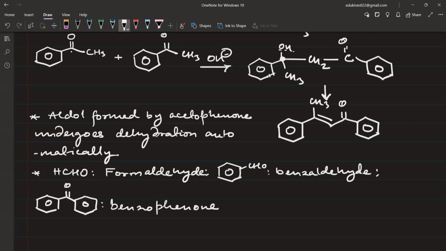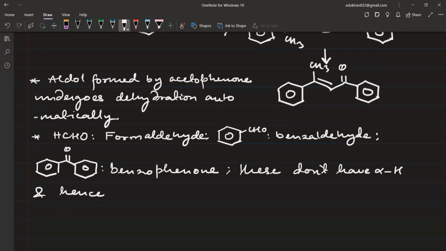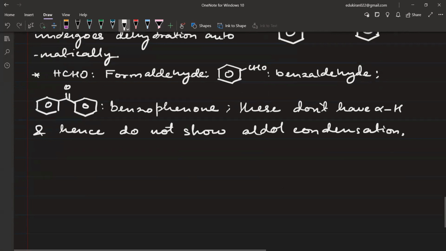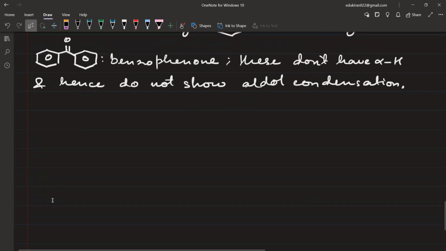All of these, please write, these don't have alpha hydrogen, and hence do not show aldol condensation. Write some remarks.